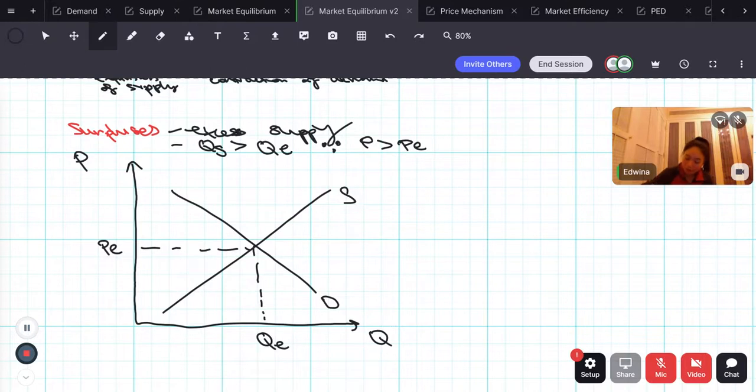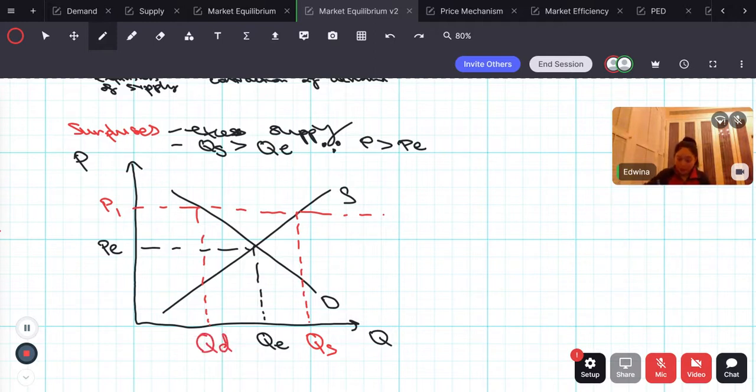And so we have the excess supply, meaning that price is greater than PE. So let's say price is right here. And so we draw a line, and we see where it intersects the demand curve, and we see where it intersects the supply curve. And where it intersects the supply curve is quantity supplied at that specific price point. And where it intersects the demand curve, it's quantity demanded at that specific price point. And so we can see that there is a clear discrepancy between quantity supplied and quantity demanded, because neither of them are at equilibrium quantity.